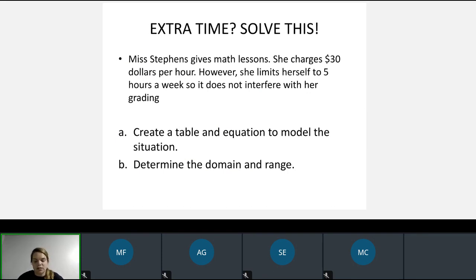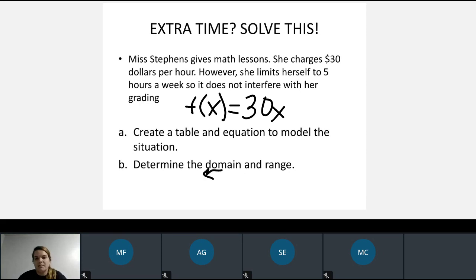So first things first, let's go ahead and write our equation. Okay, so we can write y, or f of x, equals $30 per hour. So 30 times x. Alrighty. So tell me, what would her domain be? Do you have any restrictions on her domain, which is the numbers we're putting in for x, which is her hours? What is the domain in this situation?